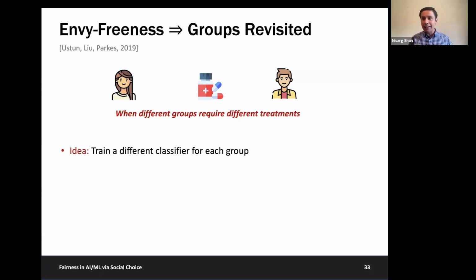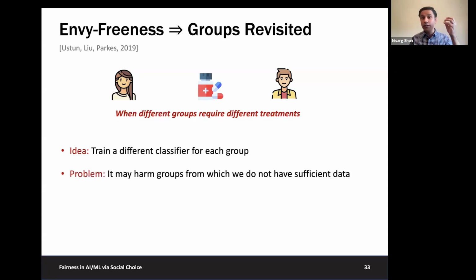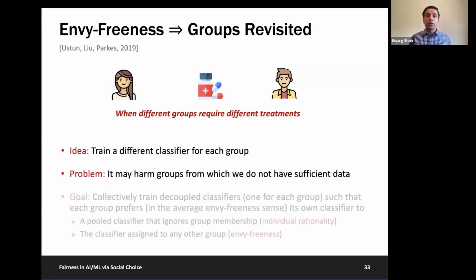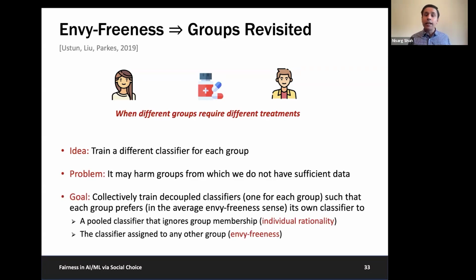Here is another type of application of NV-freeness to different groups. This is where you don't want a single classifier to be applied to the different groups, because these different groups actually require different treatments, which is common in medical contexts. The basic idea is that you can train a separate classifier for each group. This would be great because it can give each group exactly what they want, except you often don't have a lot of data for some of the small intersectional groups. So the solution here is to collectively train a separate classifier for each group while satisfying some sort of fairness constraints. This paper looked at two different constraints.